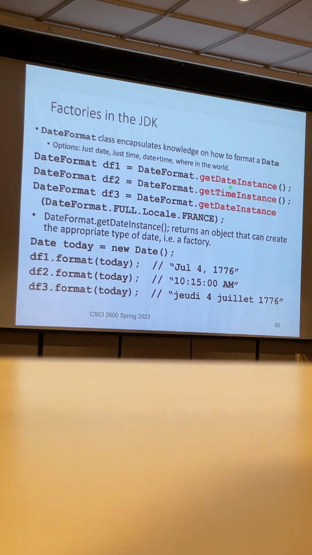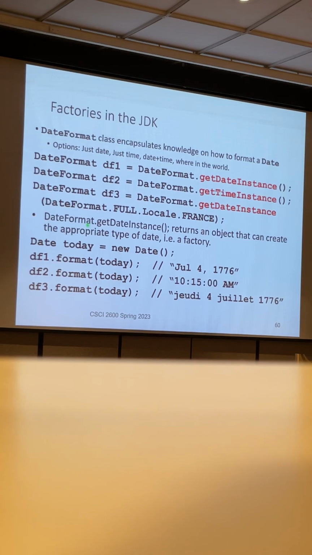Right, so here's an example. We have a date format class, which basically encapsulates our ideas about how that date should be formatted. Just date or time or date plus time, and then in all the different languages. So we have a get date instance method of date format that returns a date format object. Okay, so it's not a date format object, it's actually one of the instances of their subclasses of date format.